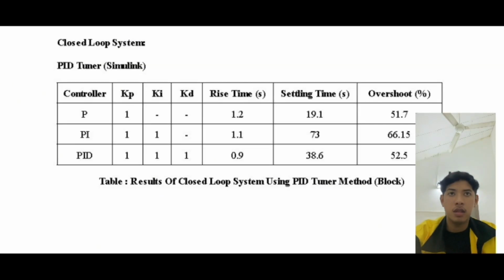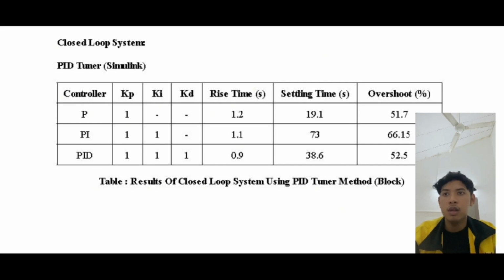Okay, as you can see, this is the table of the PID tuner results of the closed loop system using the PID Tuner method block. From this result we can see the P controller has rise time 1.2 seconds, settling time 19.1, overshoot 51.7%, and for stability, the system responds moderately quickly but takes too long to stabilize with a high overshoot, making it less stable.